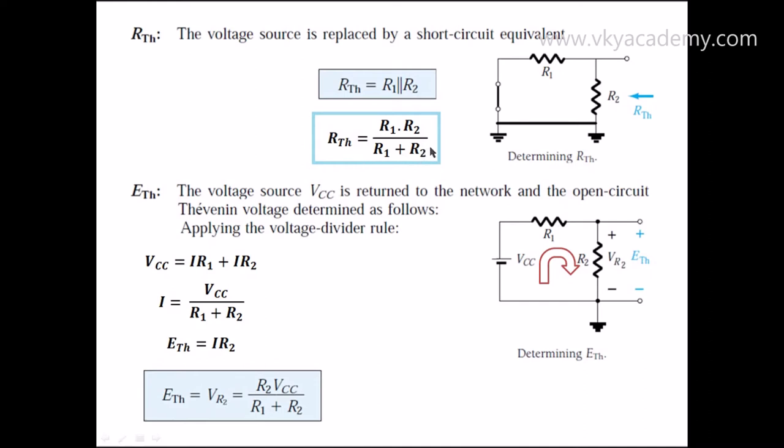Now let us see how to calculate the Thevenin voltage. During the calculation of Thevenin voltage, the voltage source VCC is put back into the network and the open circuit Thevenin voltage is determined. So this is the circuit, and the Thevenin voltage is calculated across the R2 resistance. Now let us apply KVL in this loop. The loop equation will be VCC minus IR1 minus IR2 equals zero. Let the amount of current flowing in this loop be I, and I is equal to VCC by R1 plus R2. Now let us see what will be the value of ETh. It is the current through the R2 resistance times the resistance R2, which is IR2. So ETh, or the voltage across the R2 resistance, is R2 times VCC by R1 plus R2. So this is all about the calculation of RTh, the Thevenin resistance, and ETh, the Thevenin voltage.